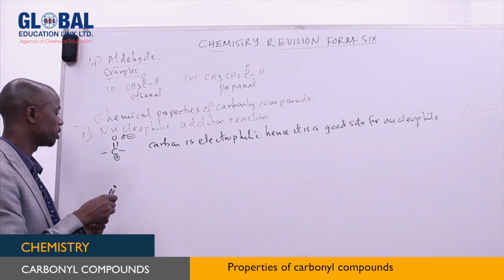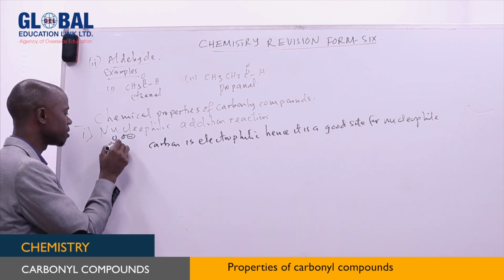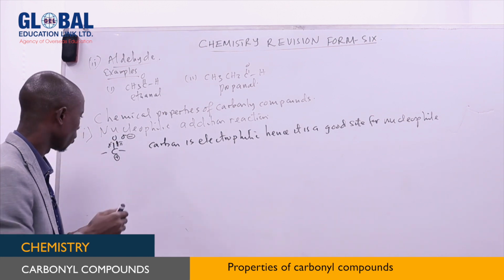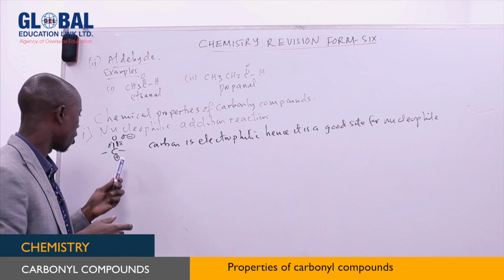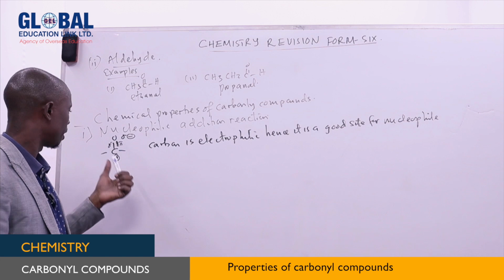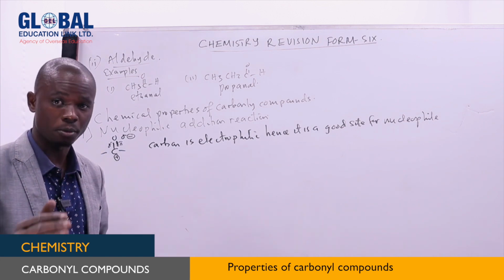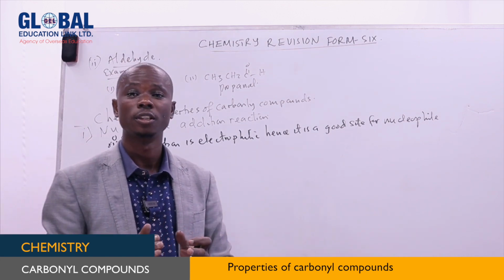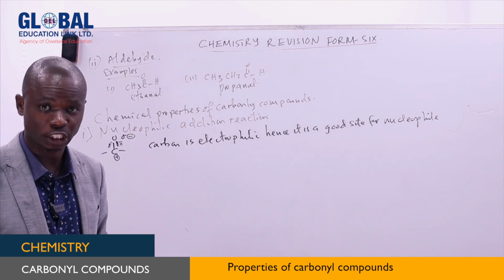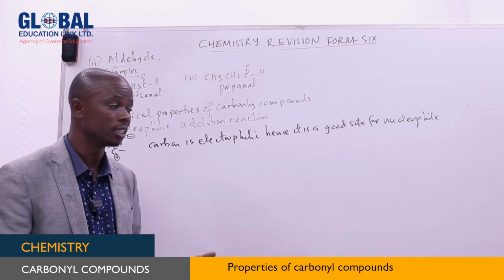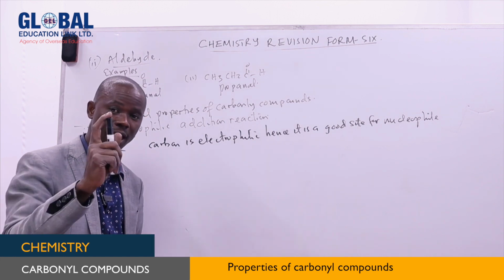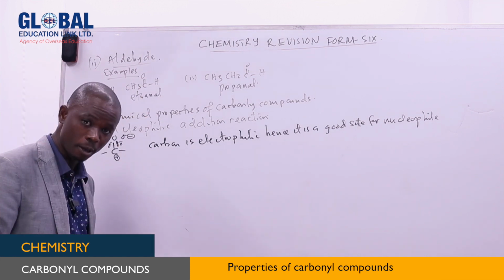We have the sigma bond, this is the sigma bond, and this is the pi bond. Now, the presence of this pi bond, or this double bond, on the carbon of the carbonyl group makes carbonyl compounds likely to undergo addition reaction, because the presence of pi bonds makes organic compounds undergo addition reaction. So from that point, I have explained why nucleophilic and why addition reaction. That is important for you to remember.